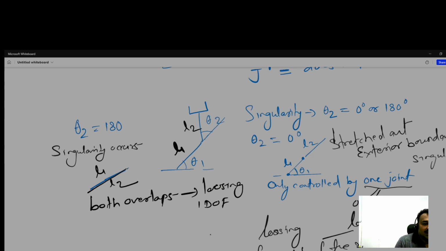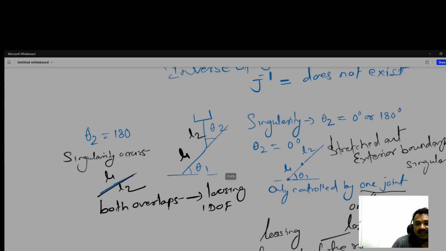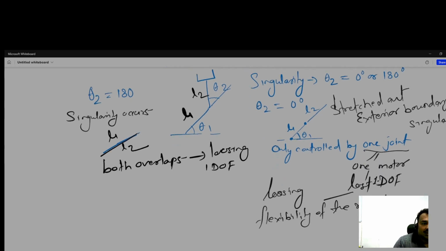And what is happening? It is folded back, completely folded back, and the singularity name is the interior boundary singularity.